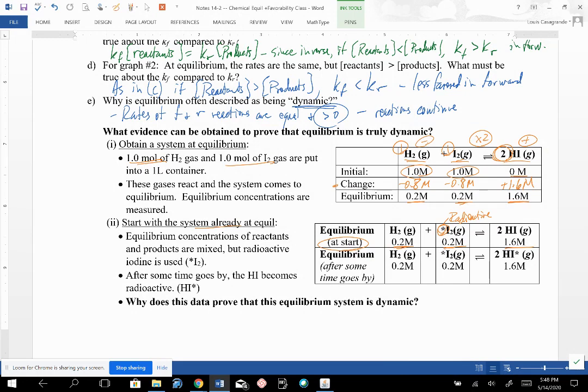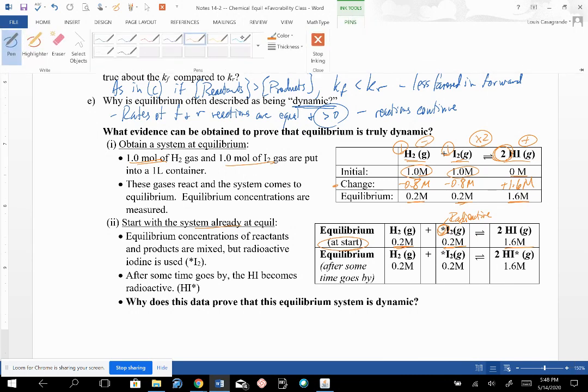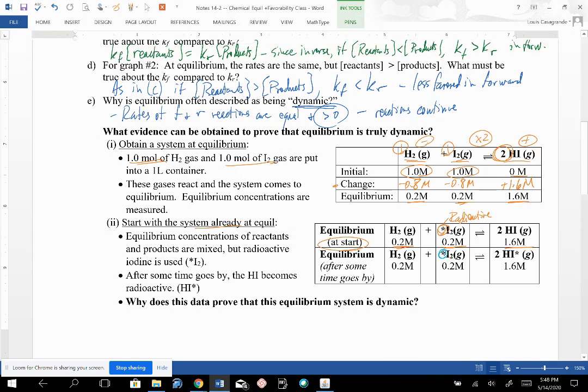But here's what happens. As time goes by, we get that radioactive tag here and here. We get it still in the iodine, but then we get some in the HI as well. And so this is going to be our evidence. But why is this our evidence for the dynamic process?